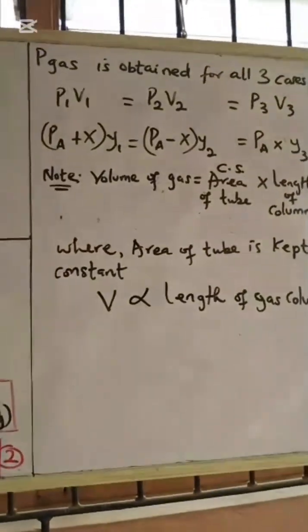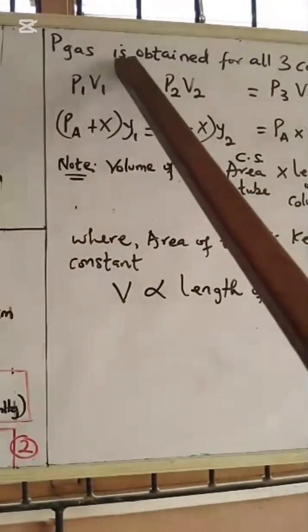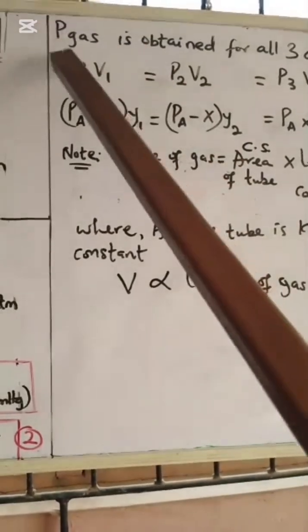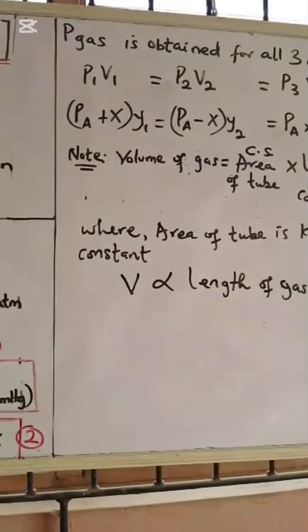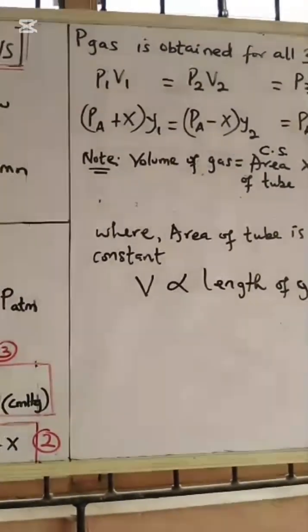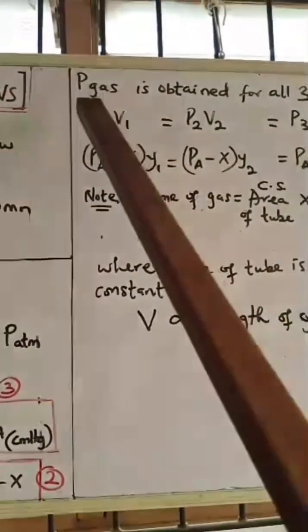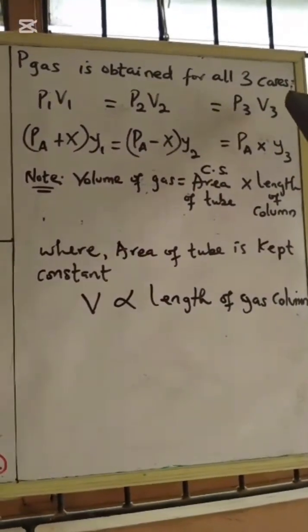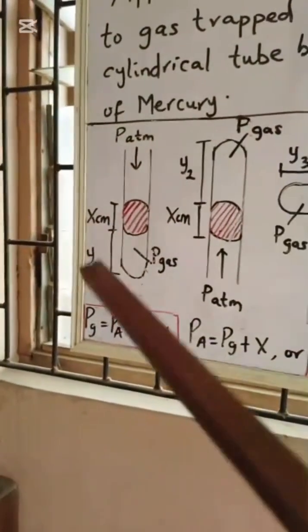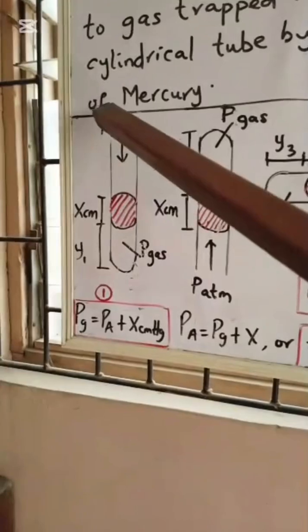You could be asked to find the pressure of the gas, the pressure of the trapped gas. I said that the trapped gas, an example could be dry air. So the pressure of the gas can be obtained for all three cases. Now the three cases depend on how the tube is oriented. Is it upside down, or right side up, or horizontal?